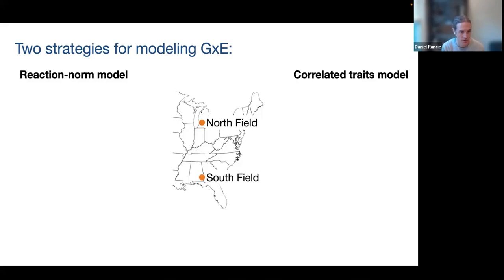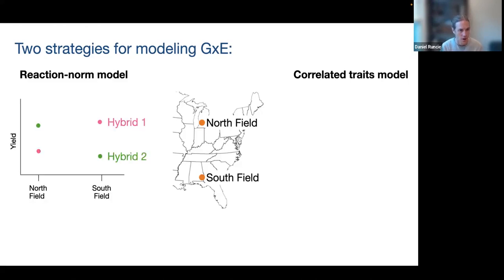So let's start with the simplest approach, where we have two fields, call them north and south. Now for the reaction norm model, we plot the performance of each hybrid in each field. So I have two hybrids here, pink and green, and we can plot their performance in each field and then connect them with lines like this. Since the lines aren't flat, we see that each hybrid's performance changes between the fields. That's what lines are not flat means.